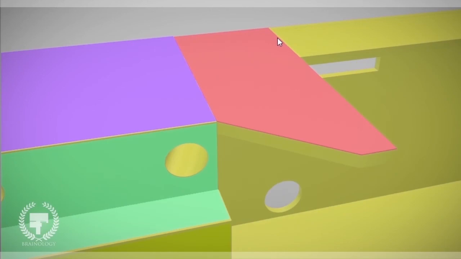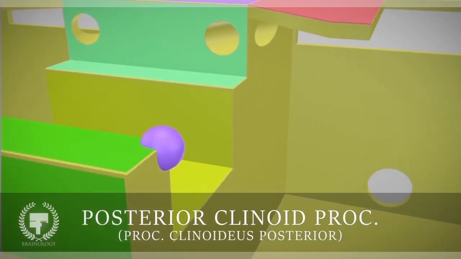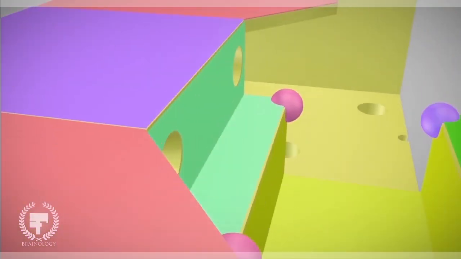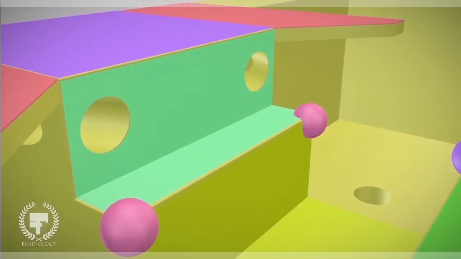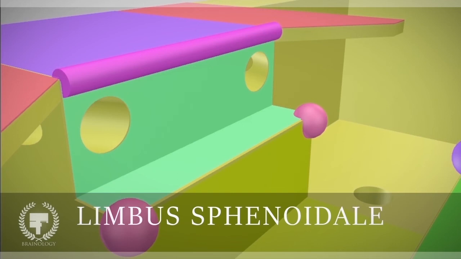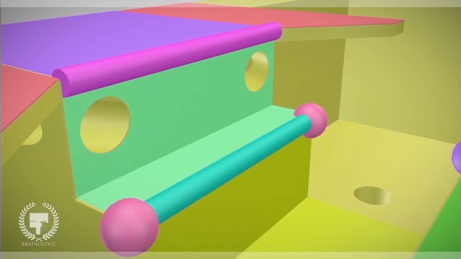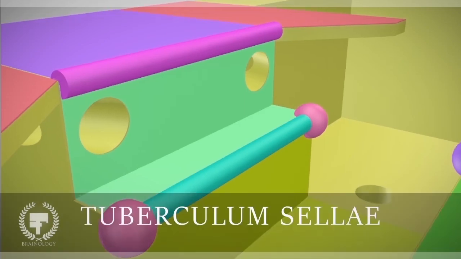Here we have the anterior clinoid process. Here we have the posterior clinoid process. And also we can talk about a middle clinoid process. So the margin between the planum or jugum sphenoidale and the prechiasmatic sulcus is sometimes referred to as the limbus of the sphenoid bone or limbus sphenoidalis. And the margin between the prechiasmatic sulcus and the hypophyseal fossa is called the tuberculum sellae.